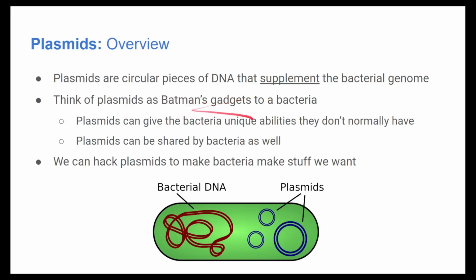Right? Batman can live without his gadgets, because he's got his normal stuff here. But the gadgets help. They do things. Bacteria can actually give and take and trade plasmids and just pick them up from their environment. That's a property we can exploit, because that means we can hack the plasmid, and therefore the bacteria will pick it up, and the bacteria will do the stuff that we want.